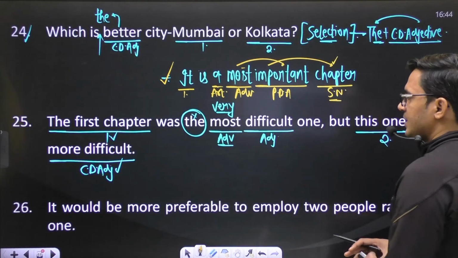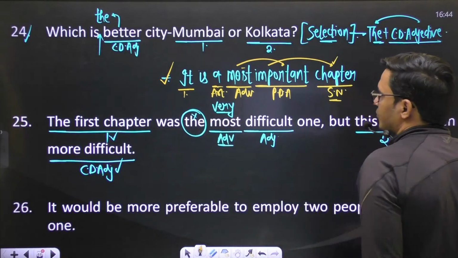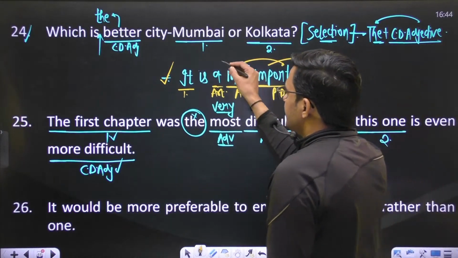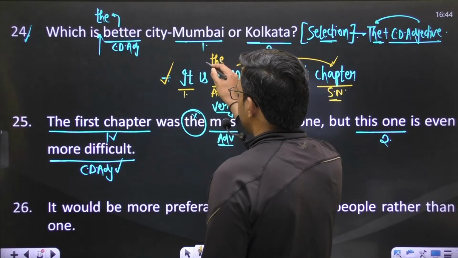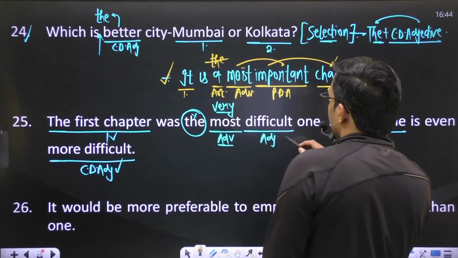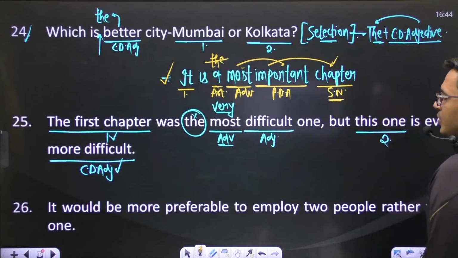So sentence is okay, drop article the before that. Okay, you can't use the over here in this sentence, don't use the. Here we are talking about singular noun, that's why it is a most important chapter.